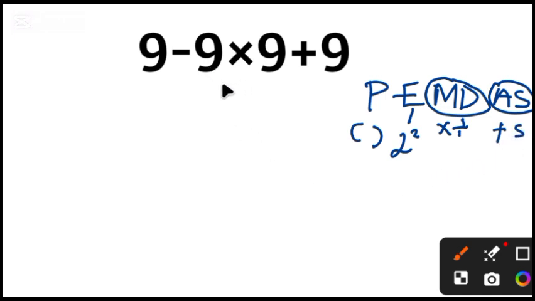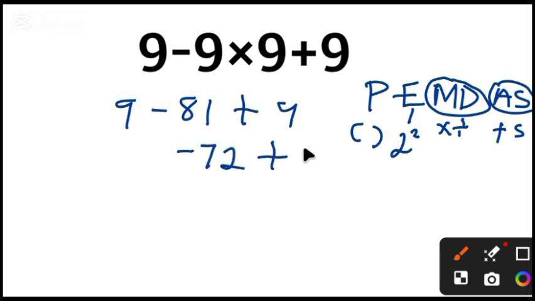Looking at this equation, we can see minus 9 times 9, so we evaluate this first. So we have 9 minus 9 times 9, which will give us 81 plus 9. And 9 minus 81 will give us minus 72 plus 9. Minus 72 plus 9 will give us minus 63. This is the correct answer.